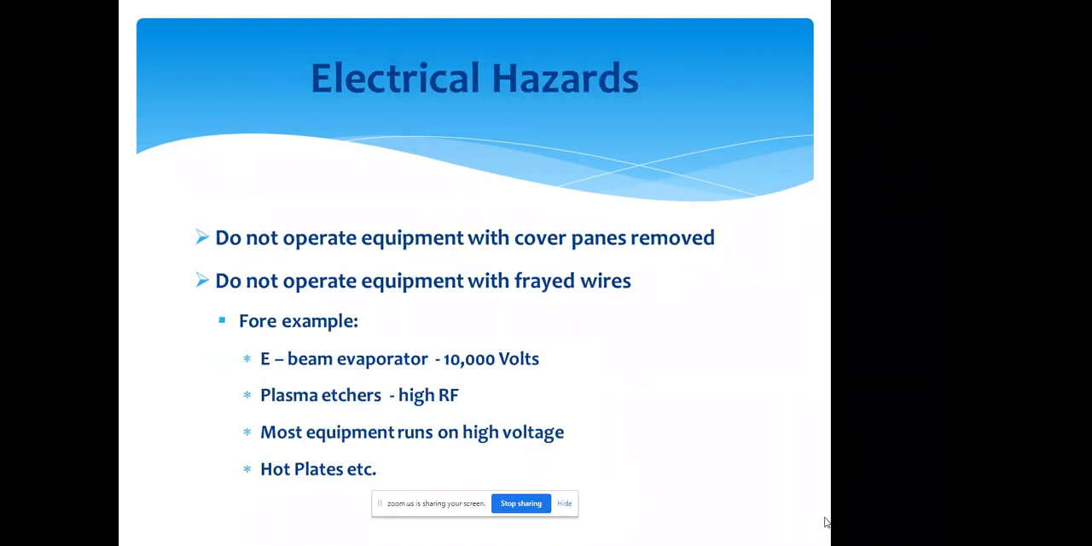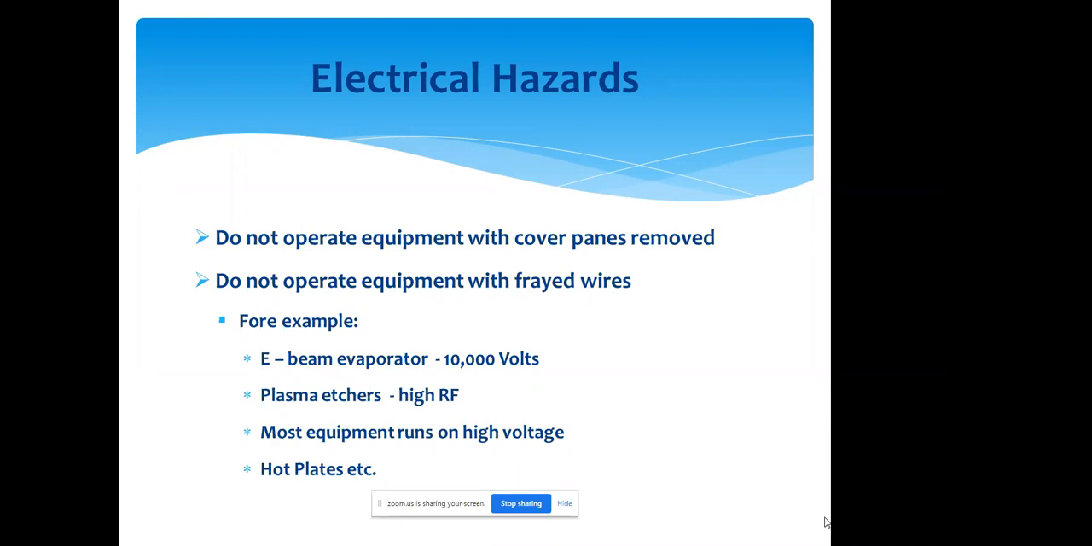You also have high voltage, and always, if you have to plug something in, like a stirrer or a hot plate, before you plug it in, always make sure you inspect the power cord to make sure it's not frayed or anything. If it's frayed, do not use it. Before you use any equipment, always make sure that the equipment is in good running order, it's not under maintenance.